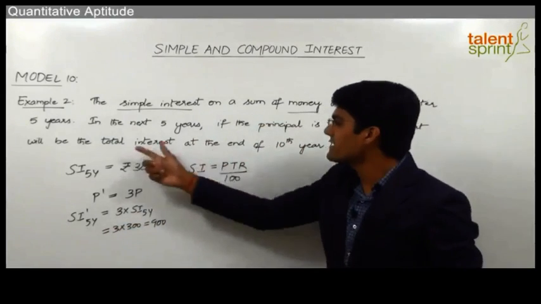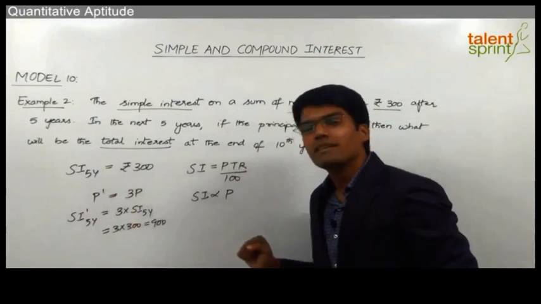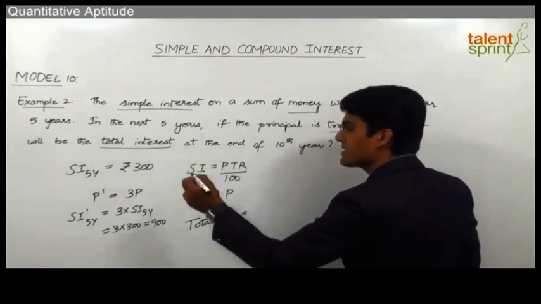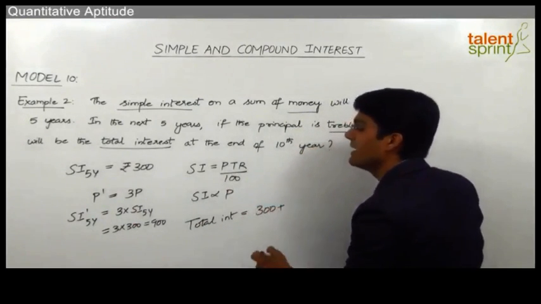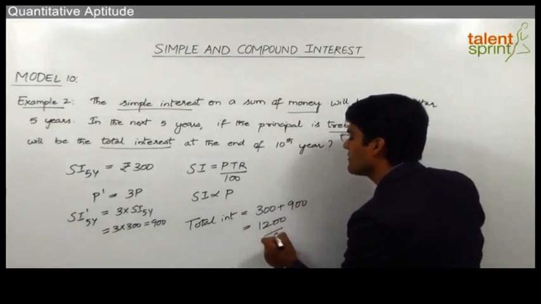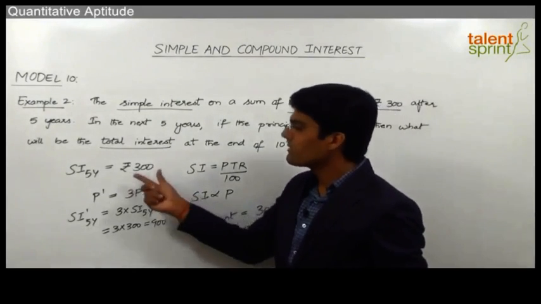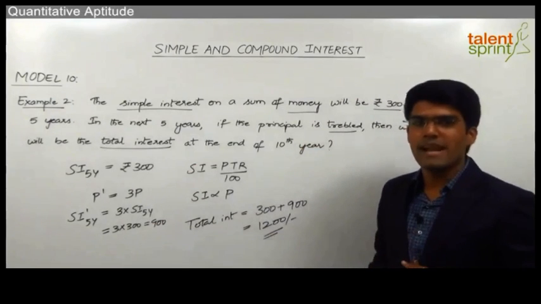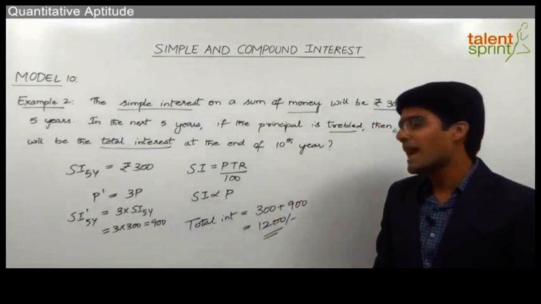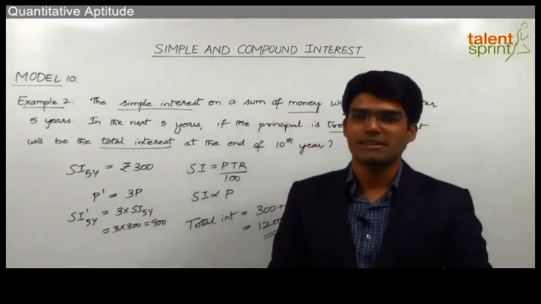The total interest at the end of the 10th year would be the interest for the first 5 years plus the interest of the next 5 years. So the total interest will be 300 rupees for the first 5 years and 900 for the next 5 years. The total here comes out to be 1200 rupees. This is how this question can be answered simply by taking the interest for the first 5 years 3 times. Remember that simple interest is directly proportional to principal, time and rate of interest. As any of these three increases or decreases, the simple interest also increases or decreases proportionately.